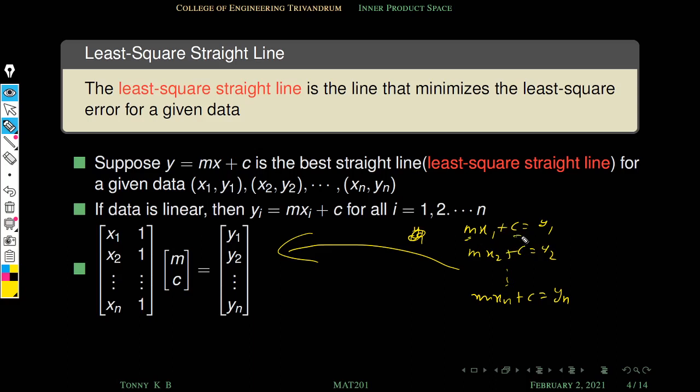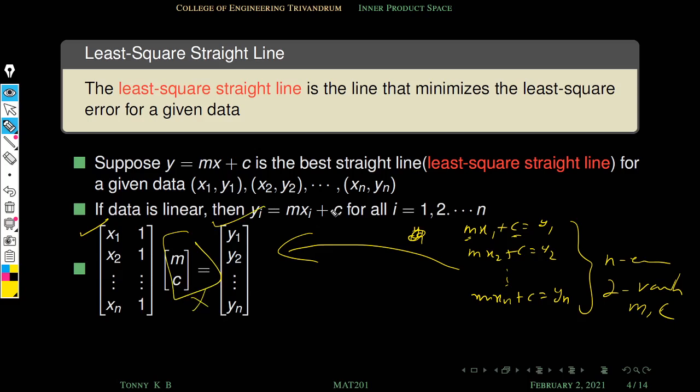Our aim is to solve for m and c. This is a system of n equations involving two variables, m and c. The unknowns are m and c. You can write the system of equations in matrix form like this: rows x1 1, x2 1, up to xn 1, times the vector m, c, equal to y1, y2, up to yn. This matrix is known, this vector is known, these are unknown. Our aim is to find the best m and c.